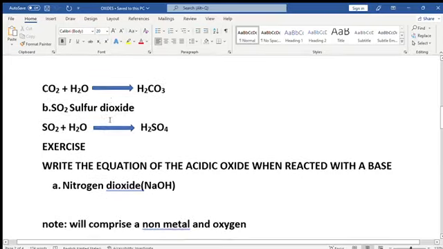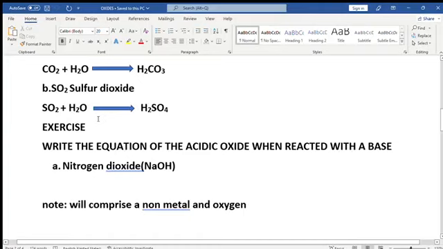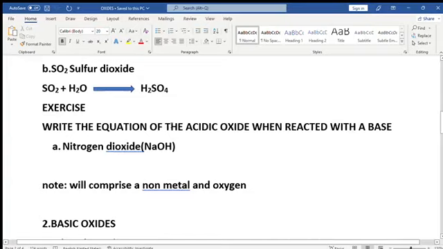Aside from that, we have sulfur dioxide. Sulfur dioxide can react with water as well to produce sulfuric acid, H2SO4, according to this equation. Now I want you to pause this video and try out this equation, because we've established that these acidic oxides can react with water, and they can also react with what? Bases, to form what? A salt and water.